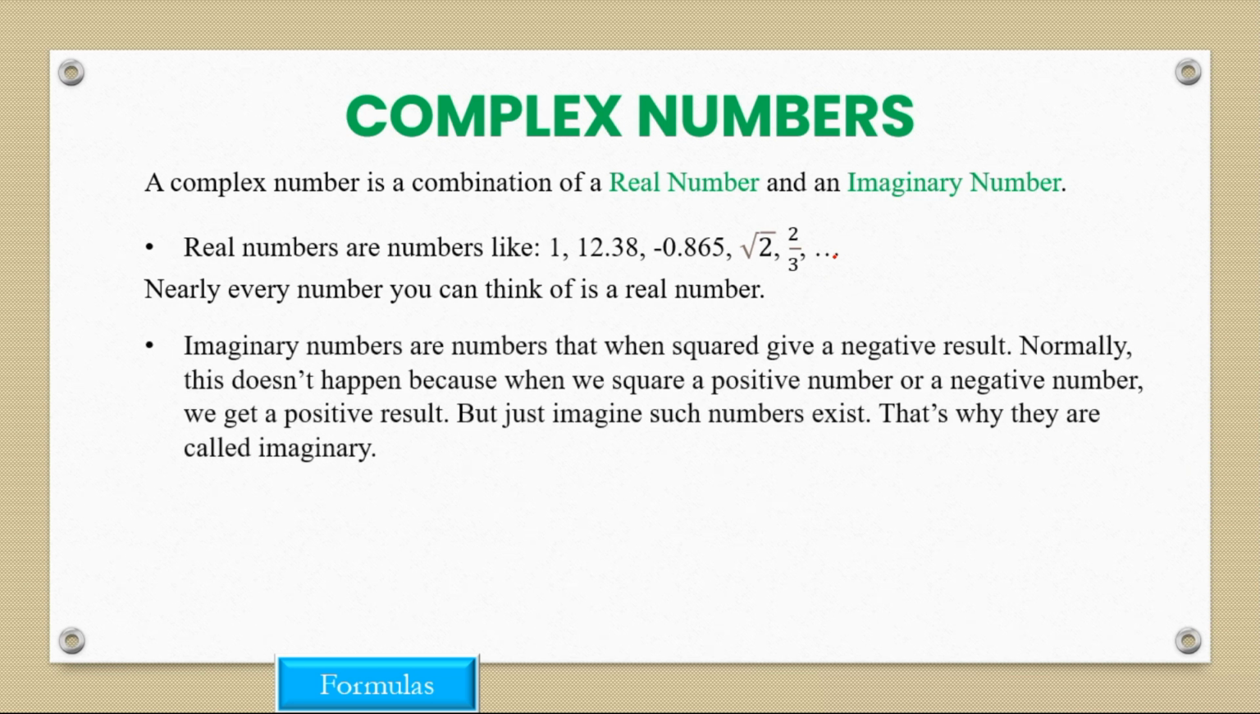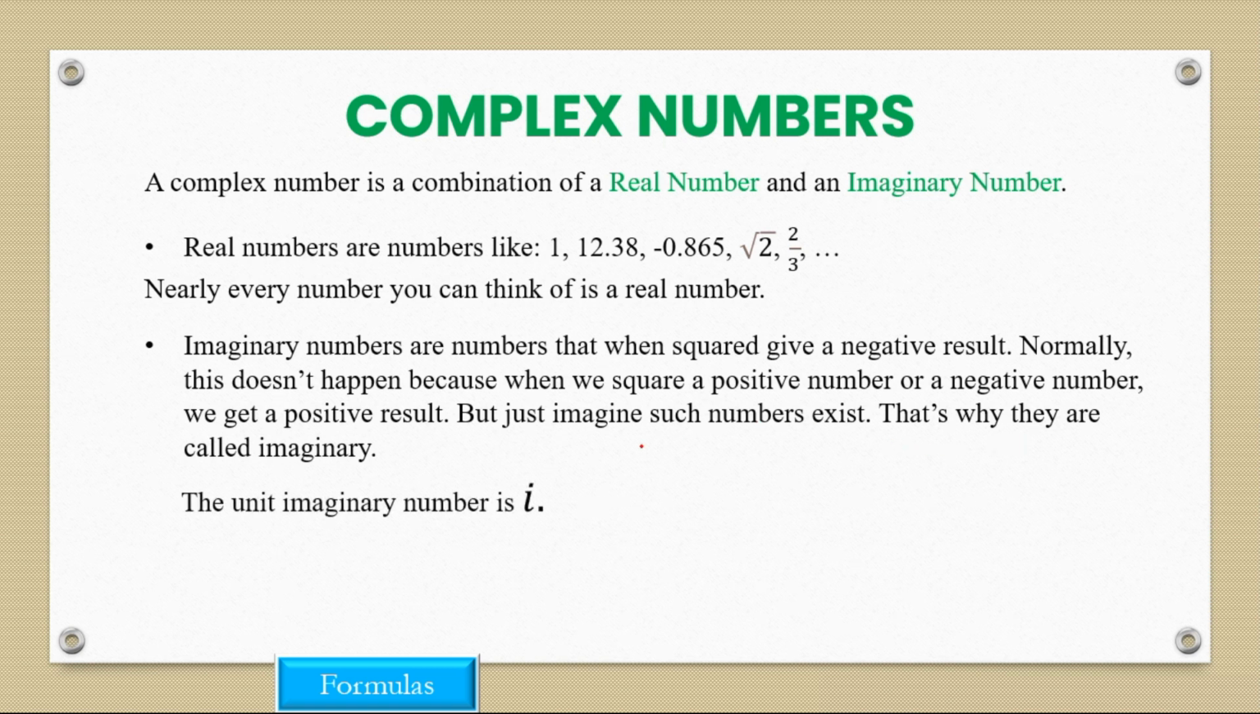So how about imaginary numbers? Imaginary numbers are numbers that when squared give a negative result. That's a little bit strange because I know it's not common. Normally this doesn't happen, because when we square a positive number or a negative number, we get a positive result. You remember examples where we had negative 2 squared and we said that that is also equal to 4, the way positive 2 squared is also equal to 4. So usually squaring a negative or a positive always gives a positive result. But we're saying, just imagine that such numbers exist, and that's why they are called imaginary.